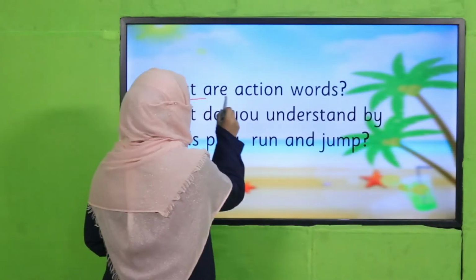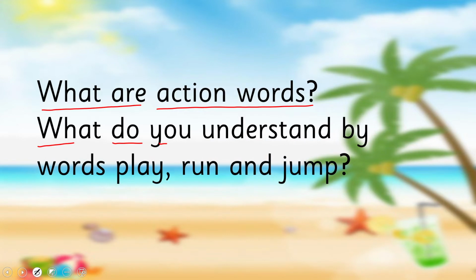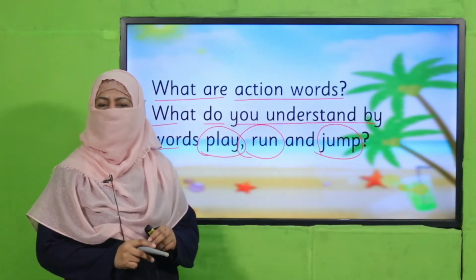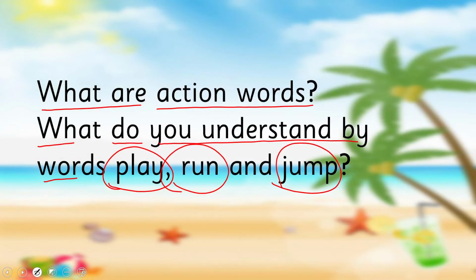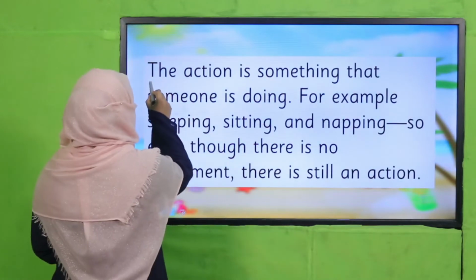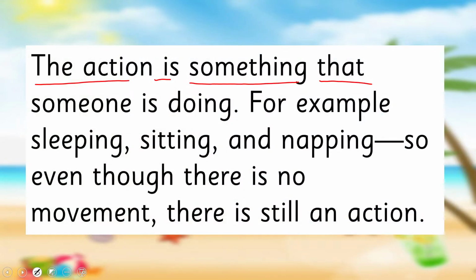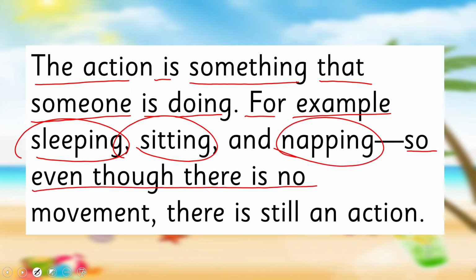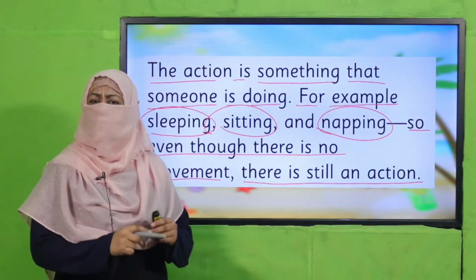First, you tell me what are action words and what do you understand by words play, run, and jump. Pause the video, answer these questions to your teacher, and then come back. Yes, my dear students, I hope you could answer correctly. What are action words? The action is something that someone is doing. For example, sleeping, sitting, and napping. So, even though there is no movement, there is still an action. So, action means doing something.